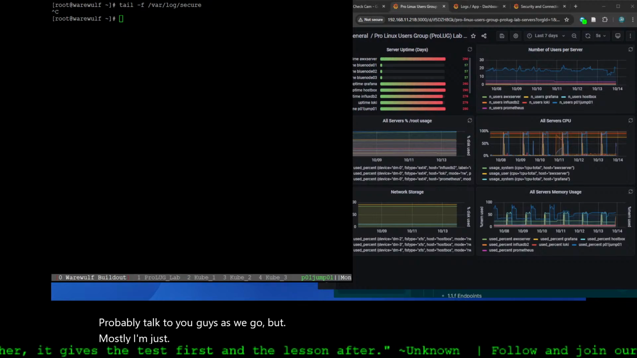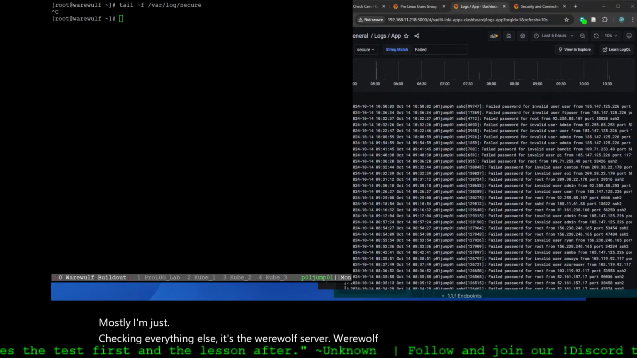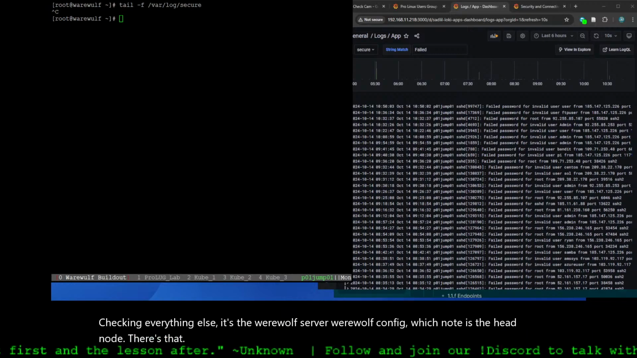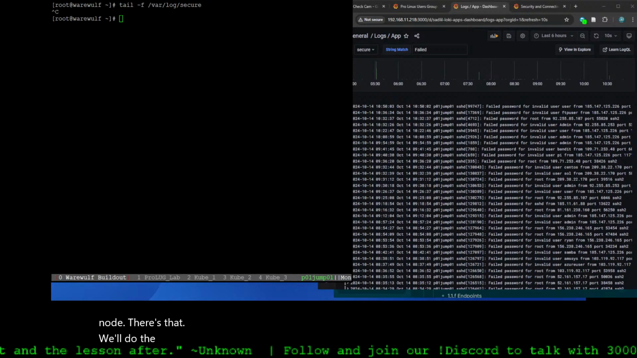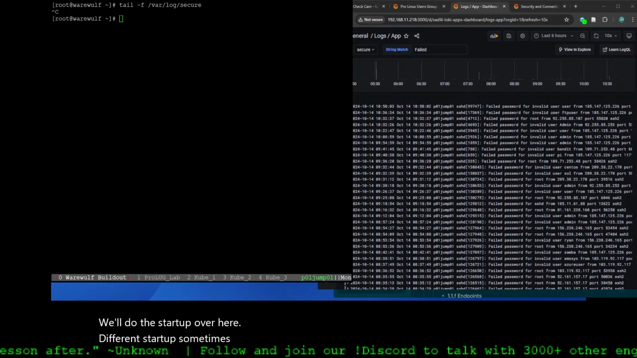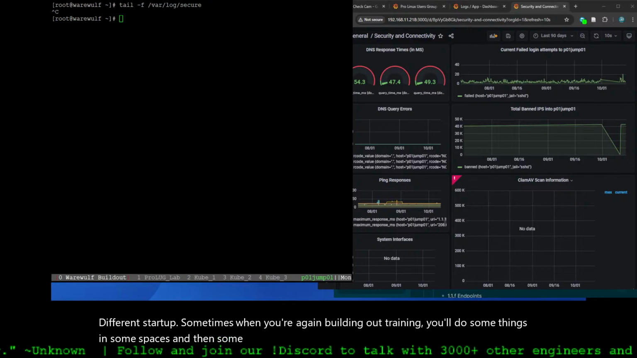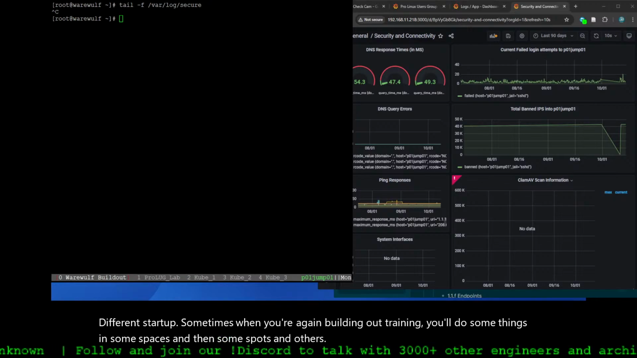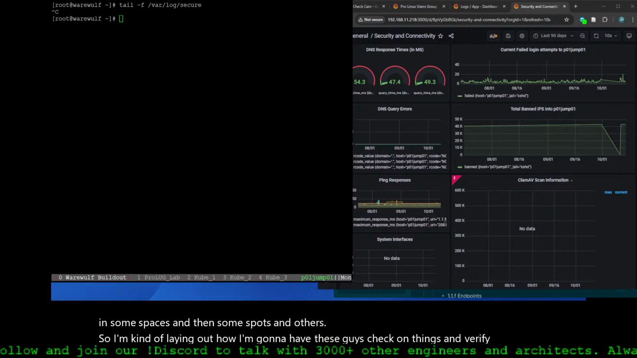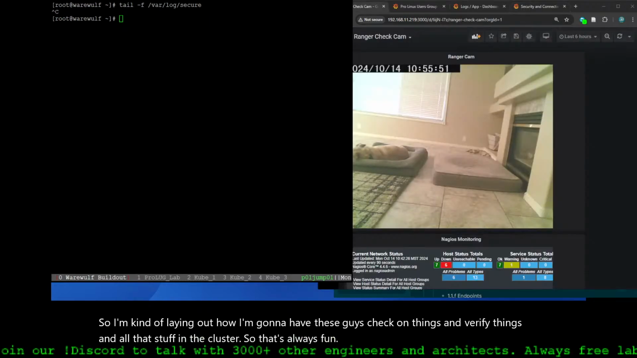checking everything out. So it's the werewolf server. It's werewolf config. Which node is the head node? There's that. We'll do the startup over here. Different startup. Sometimes when you're building out training, you'll do some things in some spaces and then some spots in others. So I'm laying out how I'm going to have these guys check on things and verify things in the cluster. So that's always fun. Lots of stuff to do.